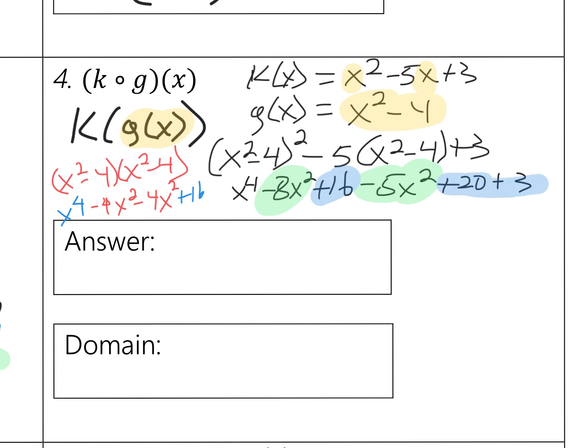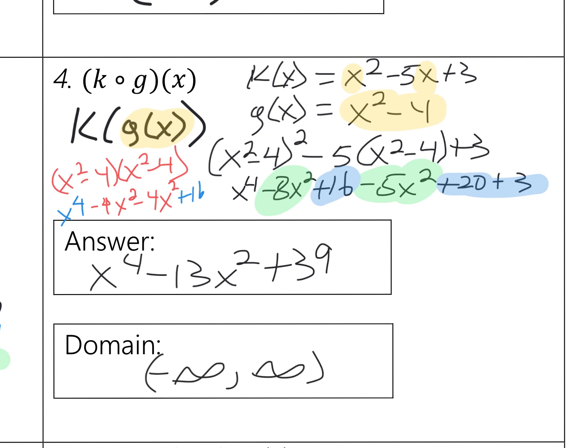So our final answer would be x to the 4th minus 13x squared, and then plus 16, plus 20, and plus 3, that's plus 39. And this is another one where you do not have any domain restrictions. So the domain for this one would be all real numbers. And when we put that in interval notation, all real numbers is from negative infinity to positive infinity.